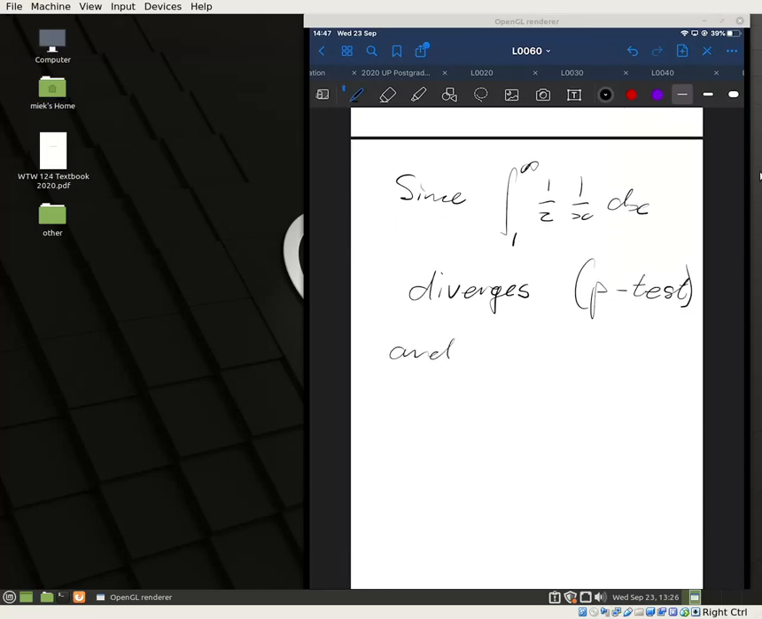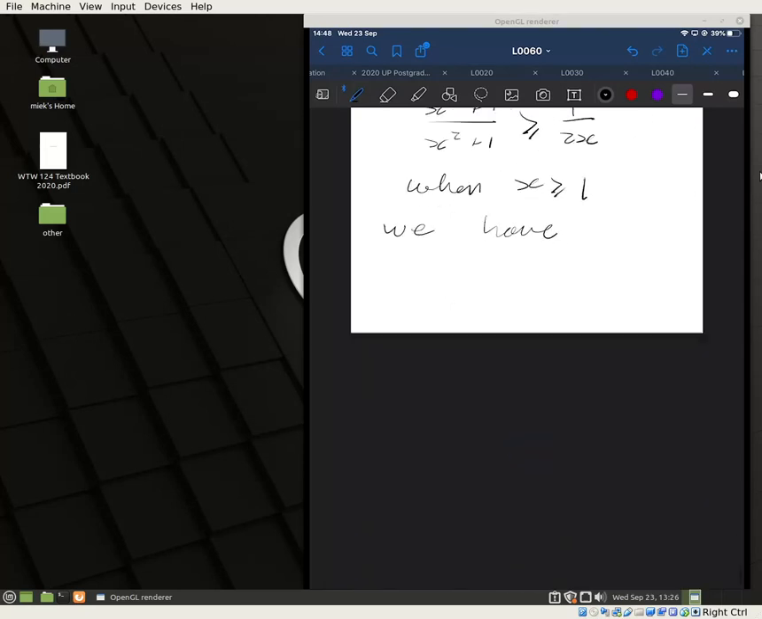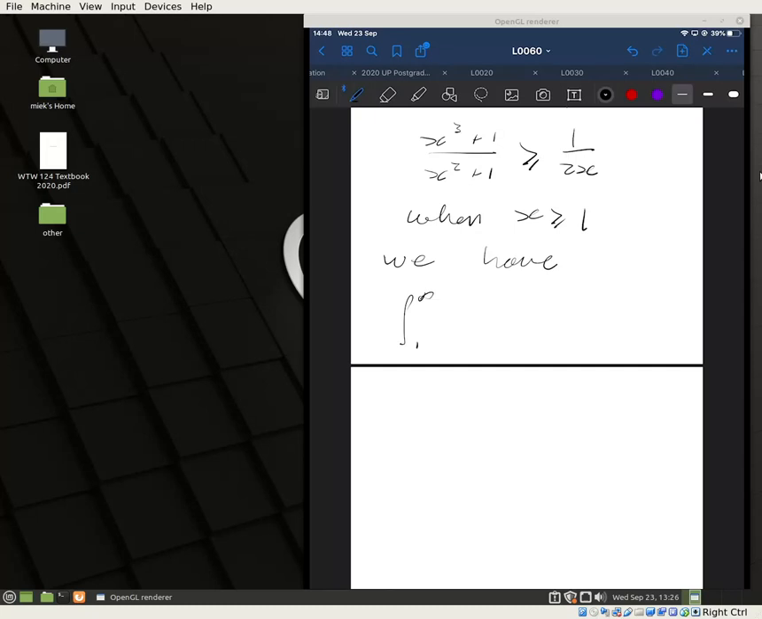And since x squared plus 1 over x cubed plus 1 is bigger than or equal to 1 over 2x when x is bigger than or equal to 1, we have that the integral from 1 to infinity of x squared plus 1 over x cubed plus 1 dx diverges by the comparison test.